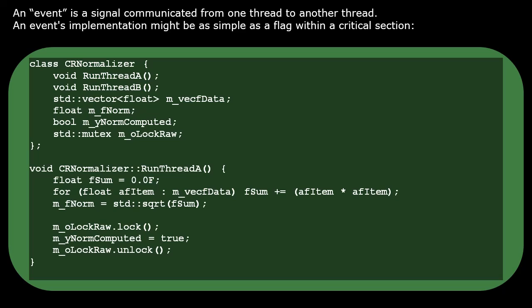But notice that the m_fNorm variable is different. Yes, thread A and thread B both also have access to that m_fNorm variable, but they never try to access it at the same time. Thread A only accesses it before the event has been communicated, and thread B only accesses it after the event has been communicated. So we don't need to establish any critical section involving that m_fNorm variable.